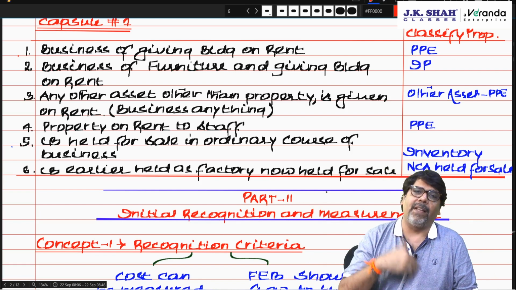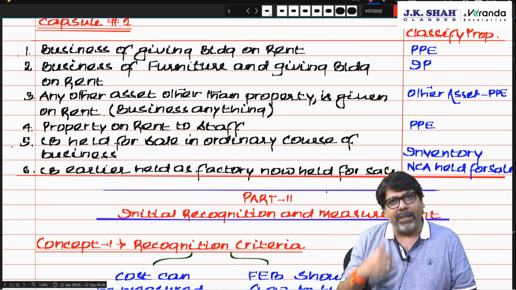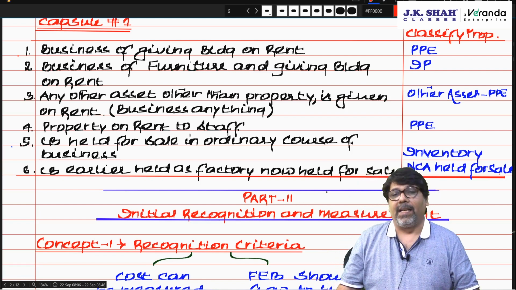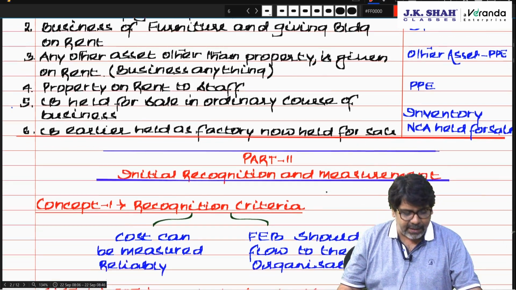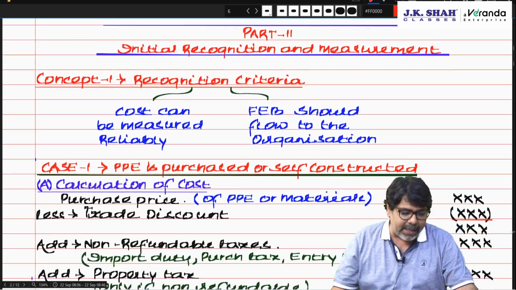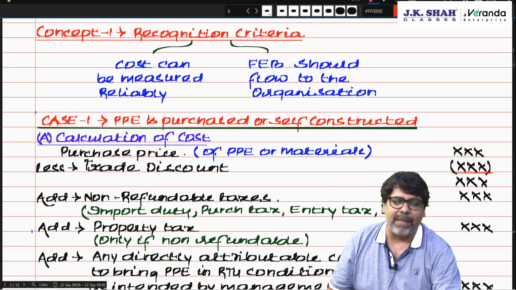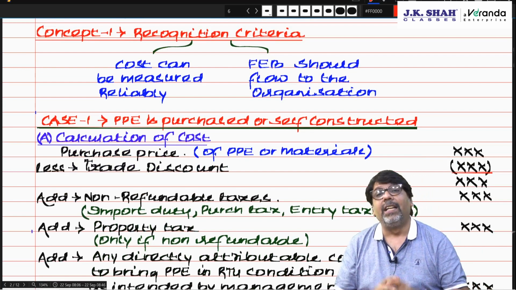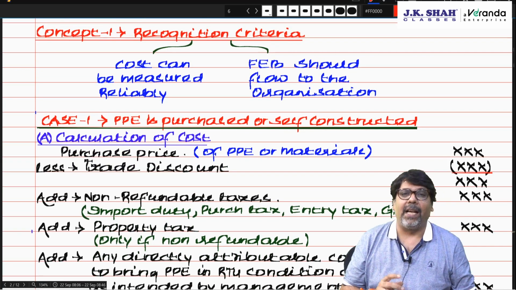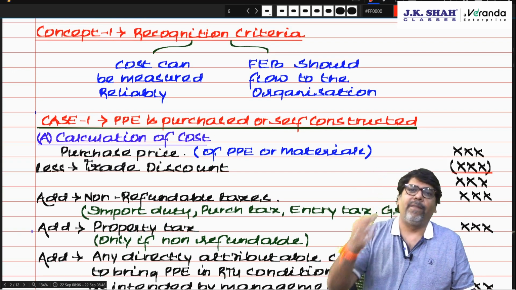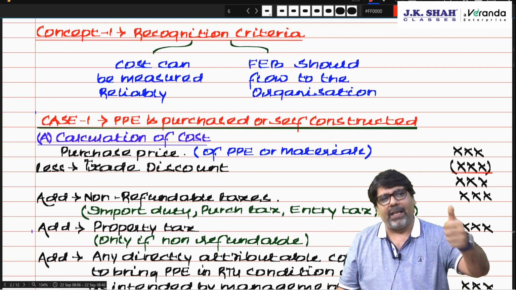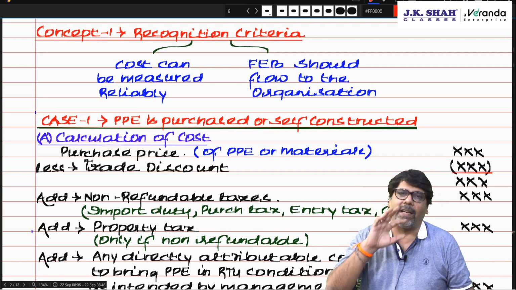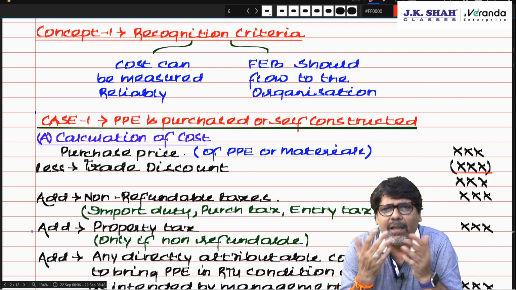Any other asset which I am giving on rent, whether or not it is the business of that, irrespective of that, it shall be classified as PP. Correct? Initial recognition. Now chartered, to recognize any item as a PP, there are 2 fundamental conditions. First, its cost can be measured. And secondly, future economic benefit flows to the organization. I can measure the cost and there is a future economic benefit flowing to the organization. Then chartered, I can record that asset as a PP. Are you understanding or not?